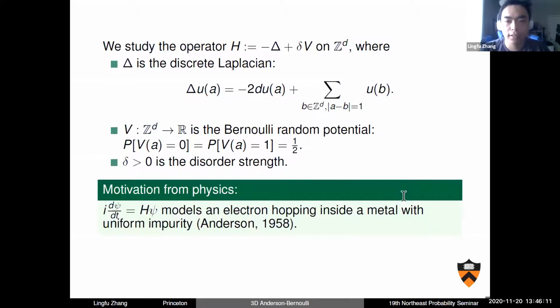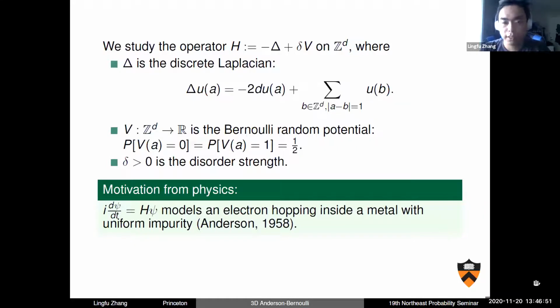Okay, so why do people study this? The whole story started from the seminal work of Anderson in 1958, where he used the dynamics driven by this model to study an electron hopping inside a metal and the conductivity of materials. Here, you can just imagine that at each lattice vertex there is an atom, and it can be one of several different types, and the distribution is i.i.d. for every lattice vertex. That models the uniform impurity in this material.